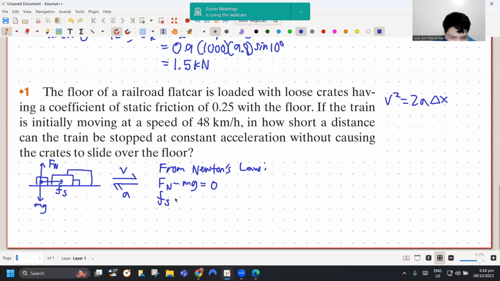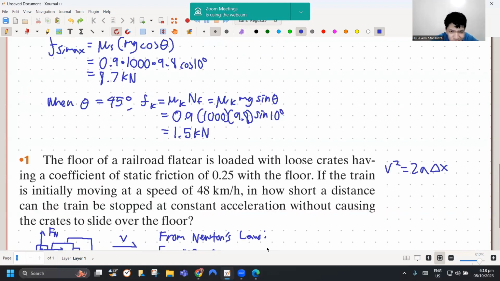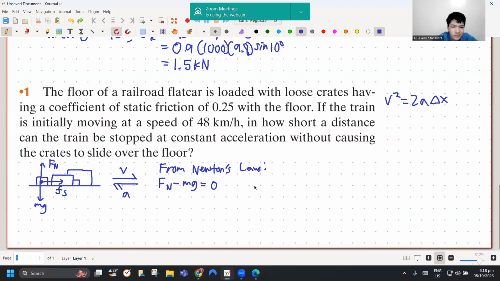What is the third law pair of static friction? Static friction is the force from what to what? From the floor. So static friction is the force from the floor acting on the crate, parallel to the floor. So the third law pair is the force from the crate to the floor of the flat car, also in the horizontal direction.